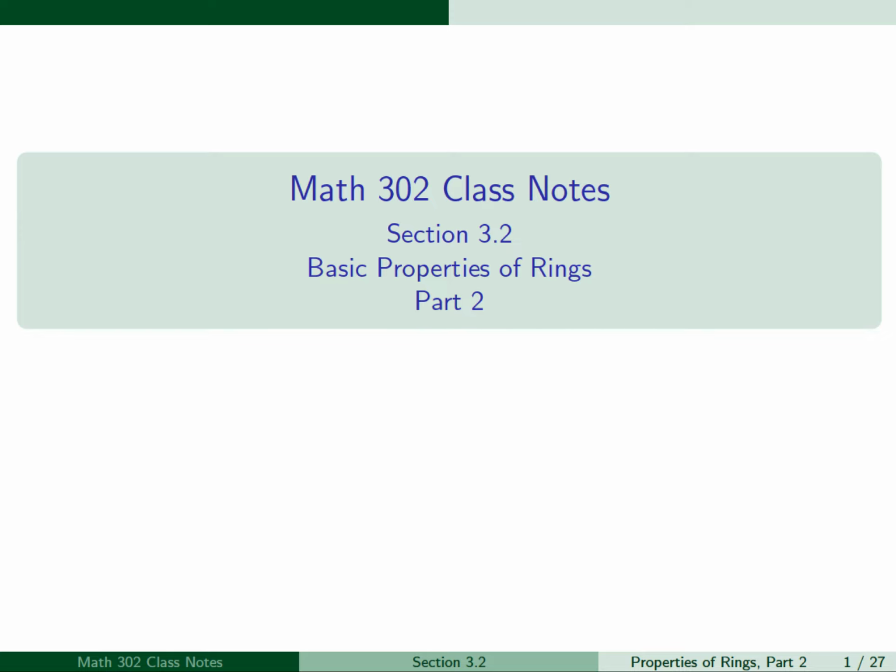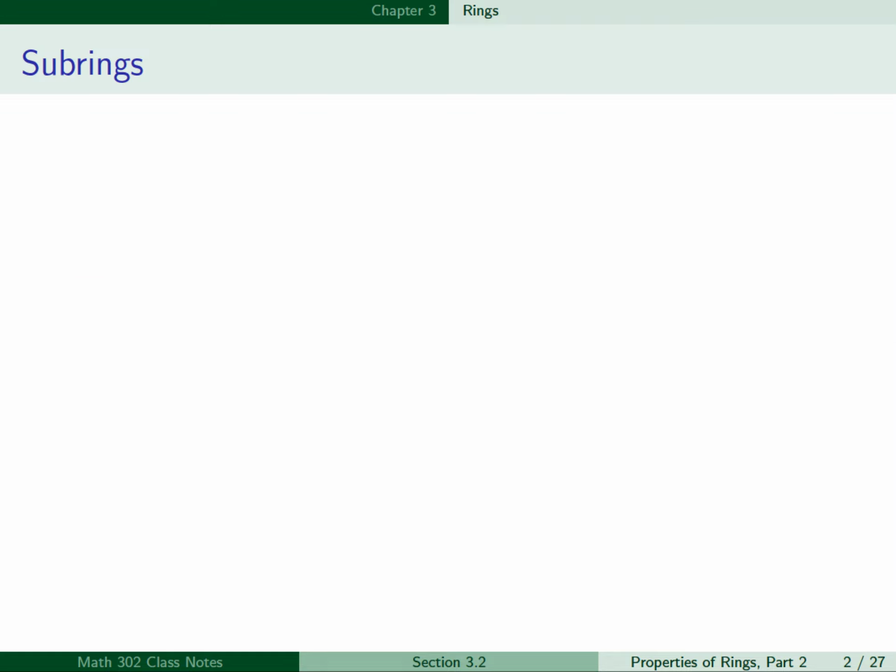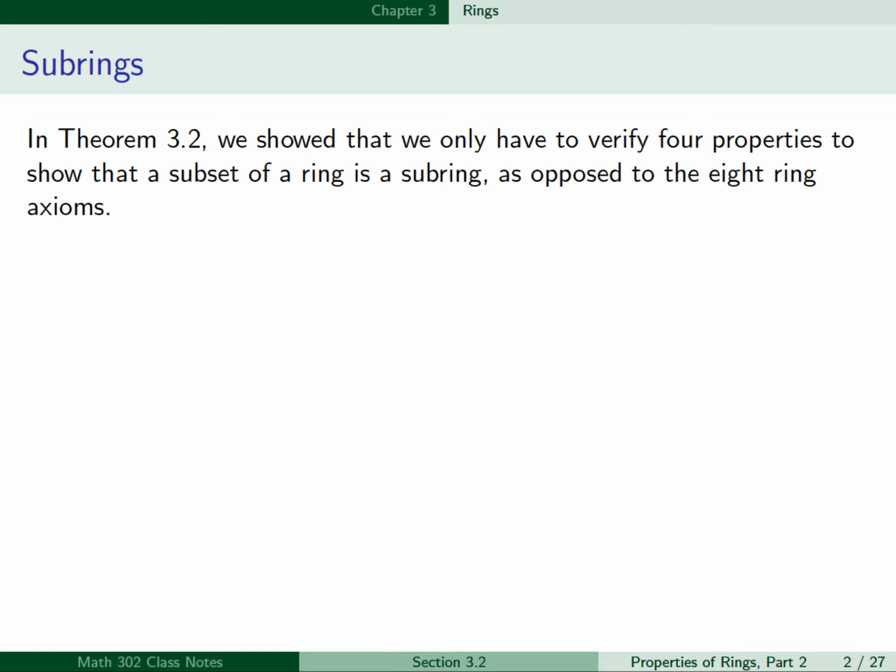This is the video for Part 2 of Section 3.2, Basic Properties of Rings. We're going to start by discussing subrings some more. So in Theorem 3.2, in Section 3.1, we showed that we only have to verify 4 properties to show that a subset of a ring is a subring, as opposed to all 8 ring axioms.